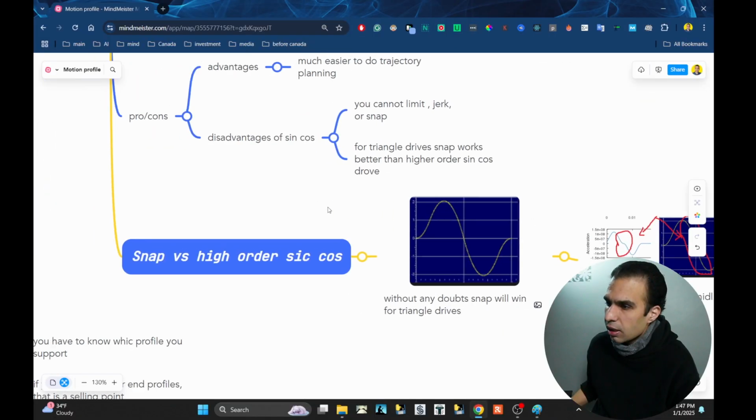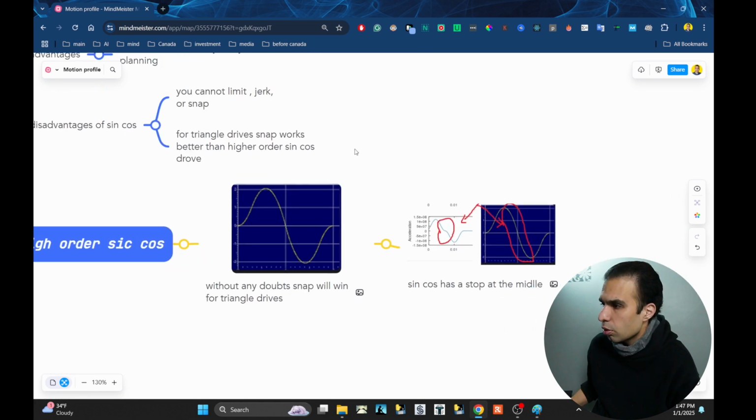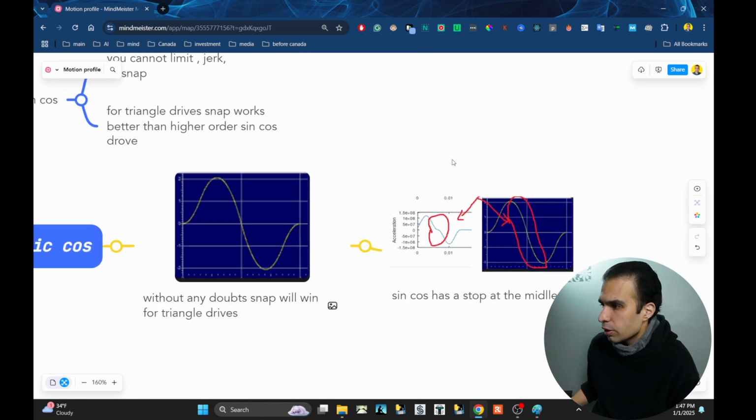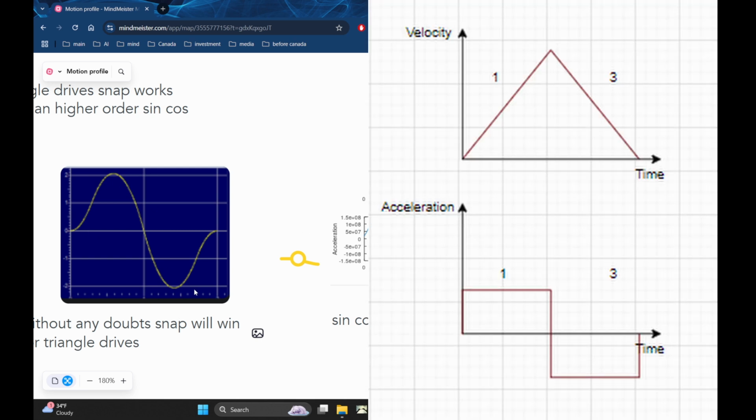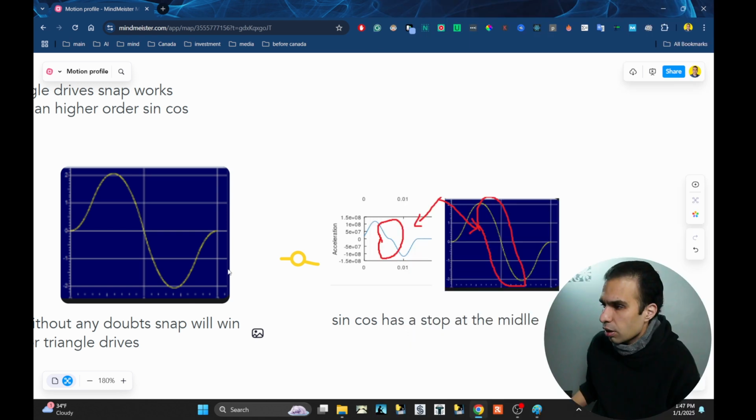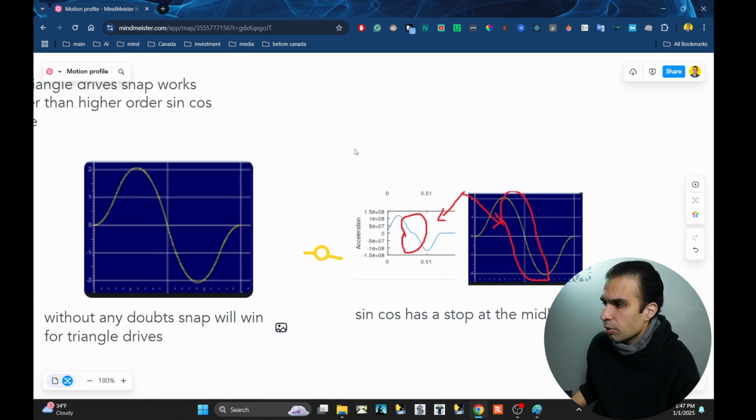The last thing you're supposed to know is, if you are going for a higher order, then for a long motion profile they don't make much difference. The difference is not that significant. But if you do a triangle drive, if you remember the triangle drive, I will put it somewhere around here, then definitely a snap or even jerk will perform better than this one.